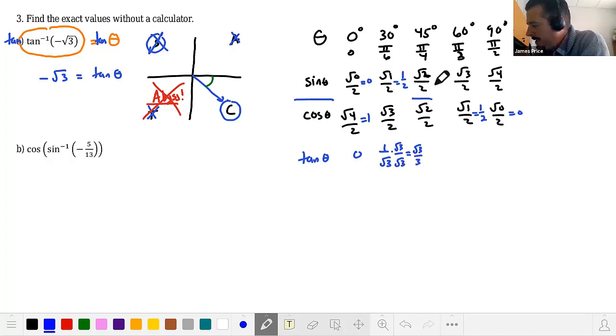This one's super easy, right? So root 2 over 2 divided by root 2 over 2 is 1. Root 3 over 2 divided by 1/2. The 2's cancel, you just get root 3. And then this one, remember that's supposed to be a 1 there. 1 divided by 0 is undefined.